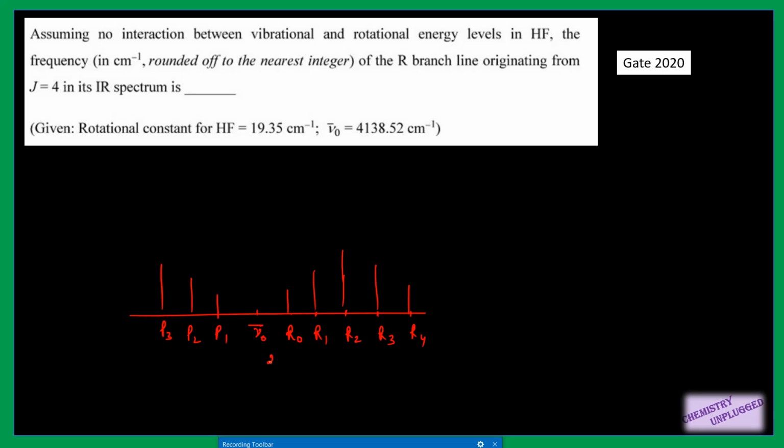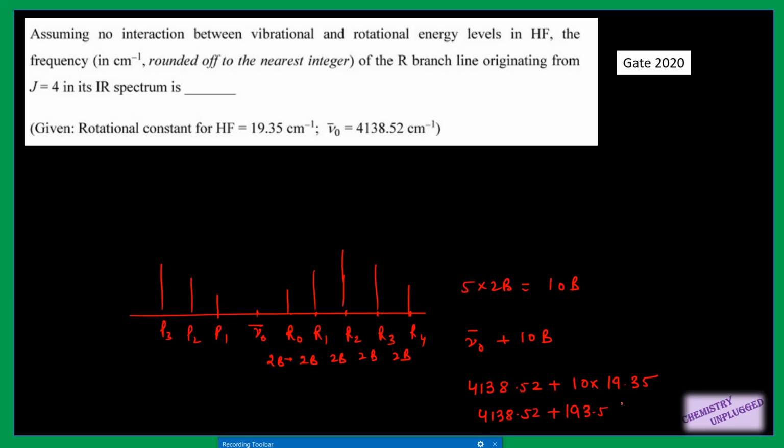This gap is given by 2B, this is 2B, this is 2B. These all gaps are equal to 2B. This is the easiest way to solve this question. So all these gaps are 2B, and if you calculate from this nu naught to R4, the total gap is 1, 2, 3, 4, 5. 5 into 2B is equal to 10B, right? And what is the frequency? Means we have to consider this nu naught equilibrium frequency plus 10B till this level. So we will get the total value of frequency, where we will get this R equals 4. So this nu naught is given 413.852 plus 10 into the rotational constant given here. So you will get your final answer by summing up this one. This is your answer.